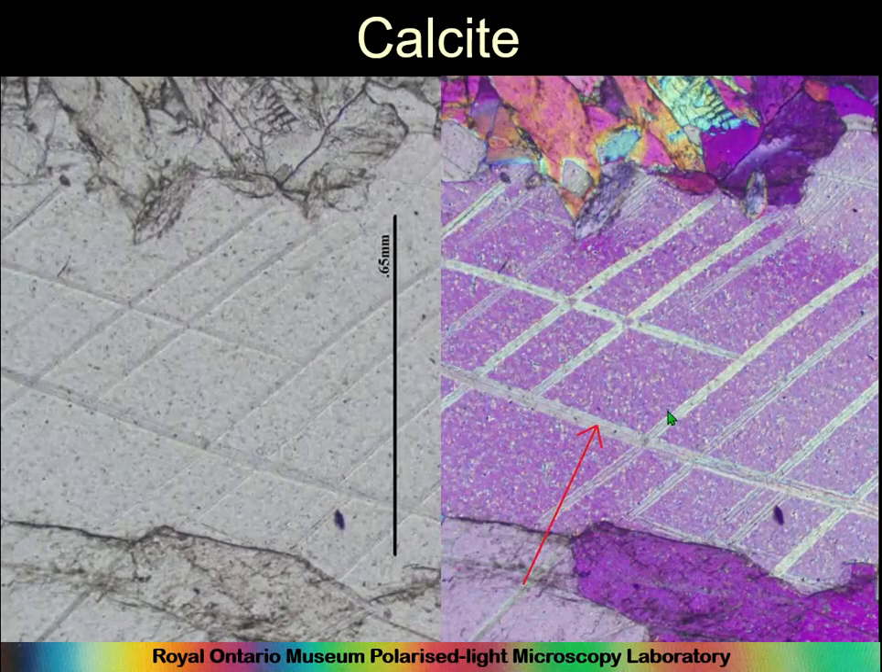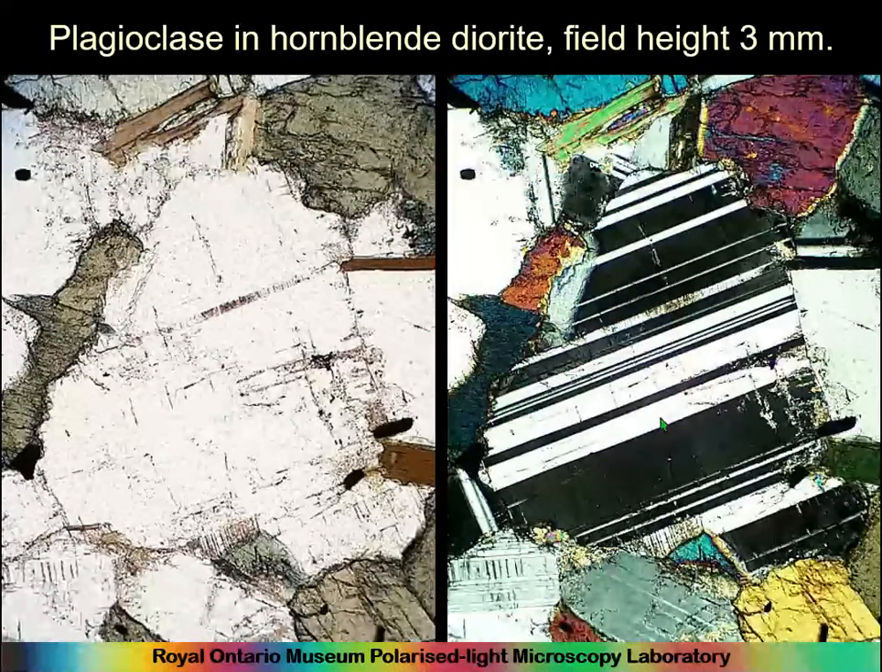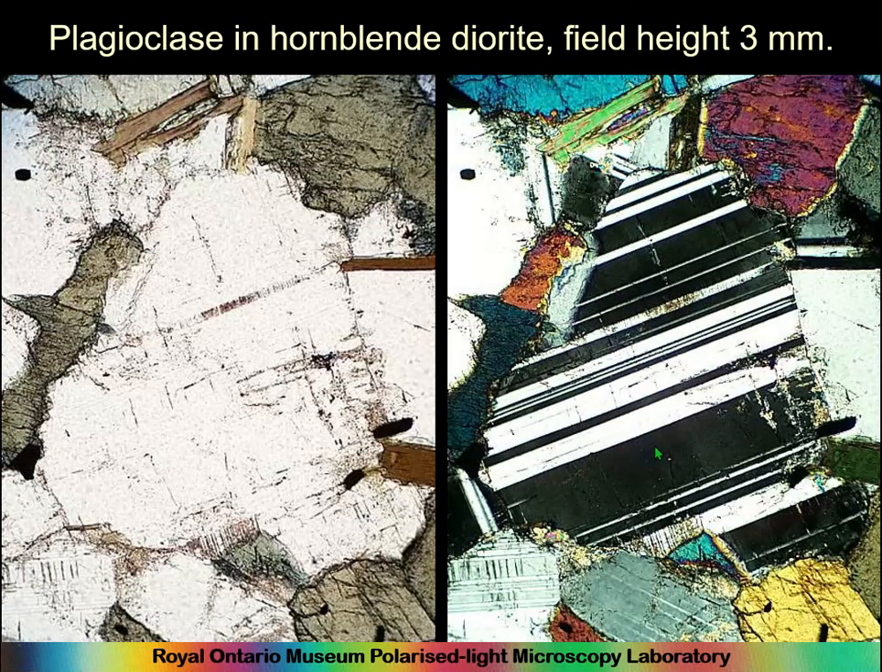So here we have twinning in calcite, not particularly important. Pyroxenes, again, not very important. You're really looking for cleavages and high relief. But for the feldspars, it is one of the most diagnostic attributes.